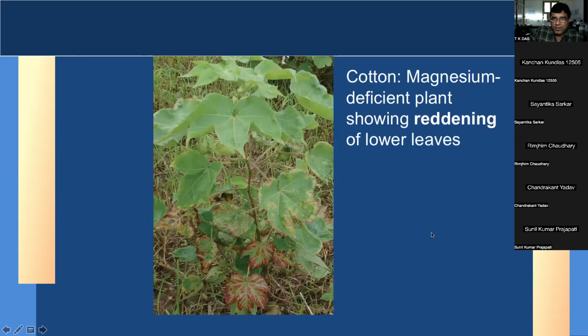Now you see in cotton. Interestingly, you can see here it is reddening of the leaves. So many times students will get confused that, okay, this is phosphorus deficiency, because in phosphorus deficiency you get colored leaves. Dark green color, of course, is not there here, but you find some kind of coloration of the leaves. So this manganese deficient plant is showing reddening of the lower leaves.